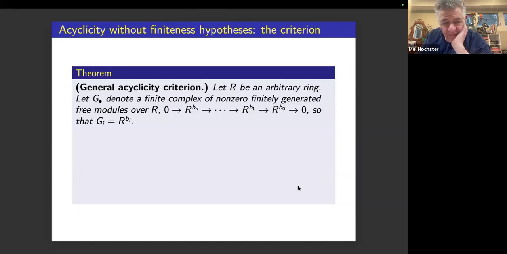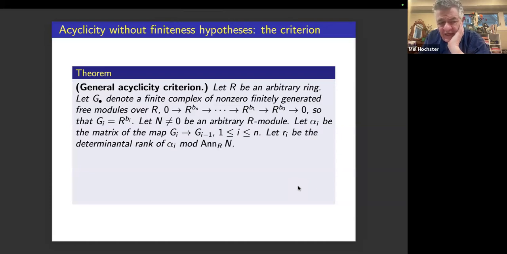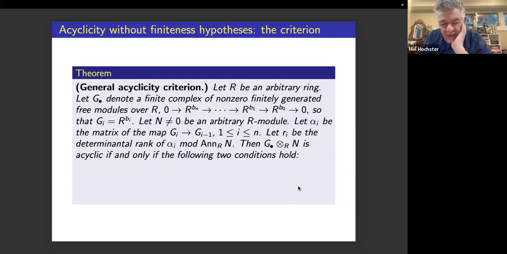So let R be any ring, and G_• is a finite complex of non-zero, that's important, finitely generated free modules. And G_i is R^{b_i} here. And N is any non-zero module. And I'm going to use alpha_i for the matrix of the map originating in G_i, and r_i for the determinantal rank of alpha_i, but calculated mod the annihilator of the module. I'm mainly going to be using this where the module has no annihilator, but it works in this generality. Then when you tensor with N, it's acyclic if and only if the following two conditions hold.